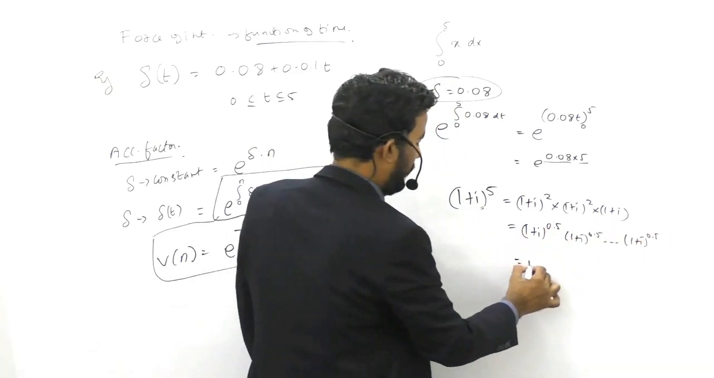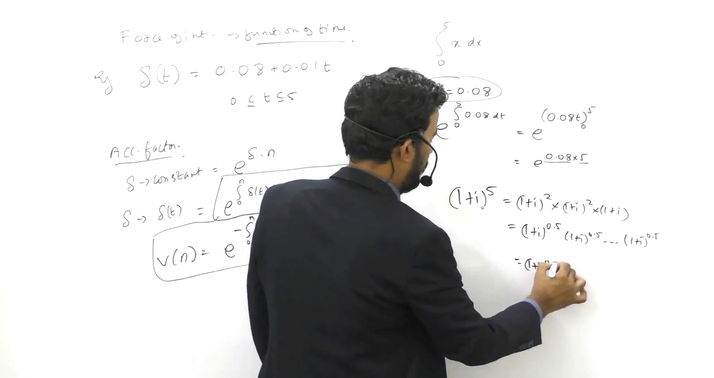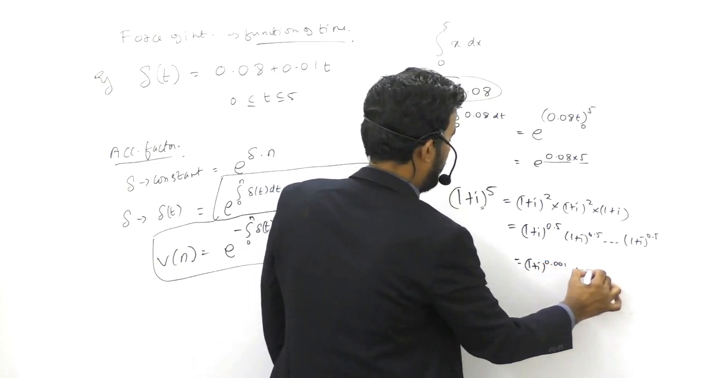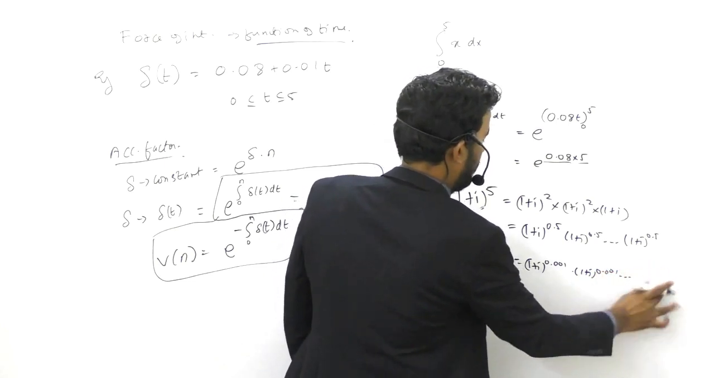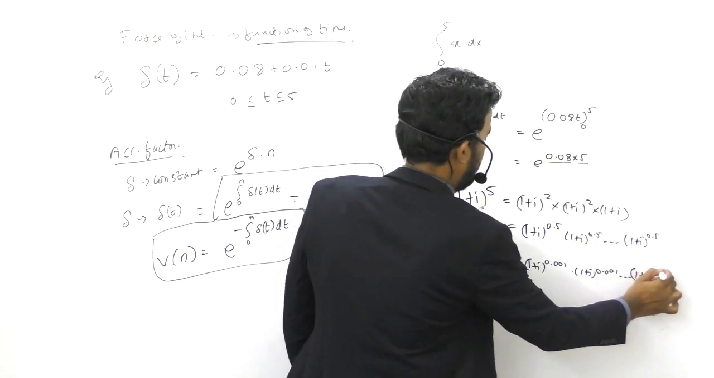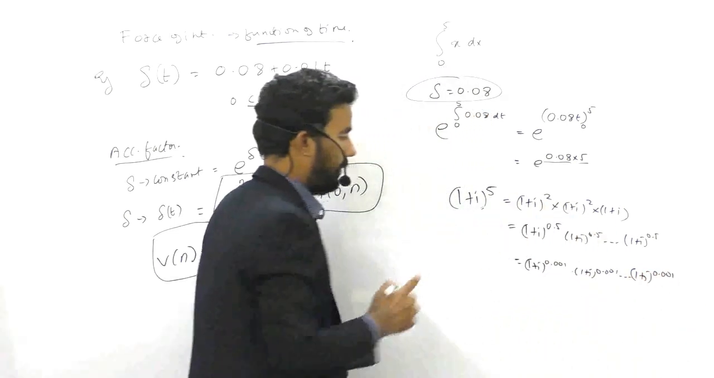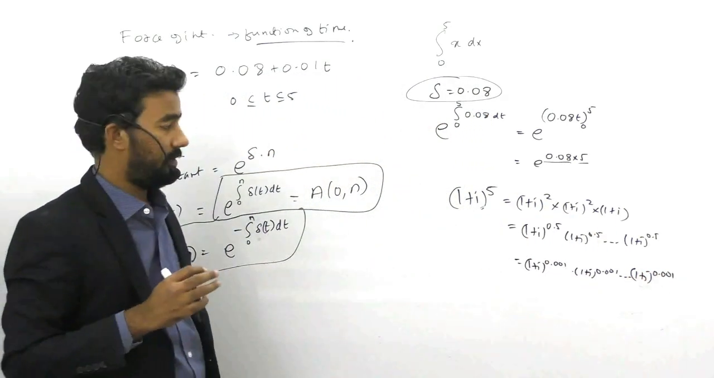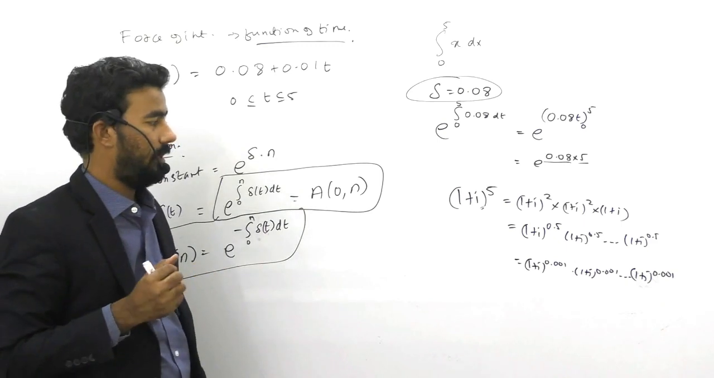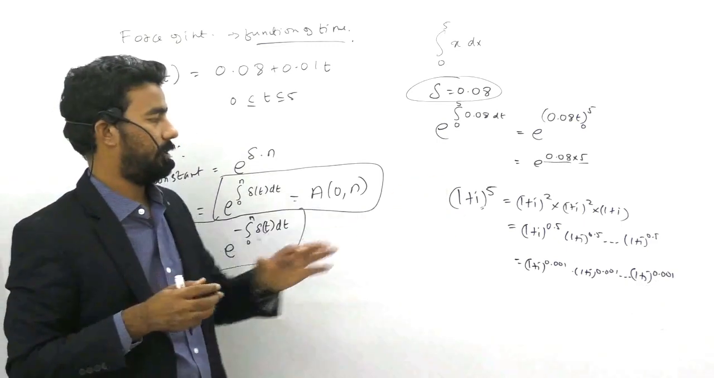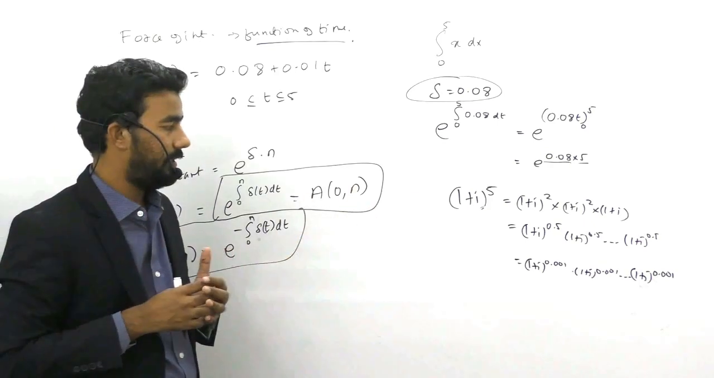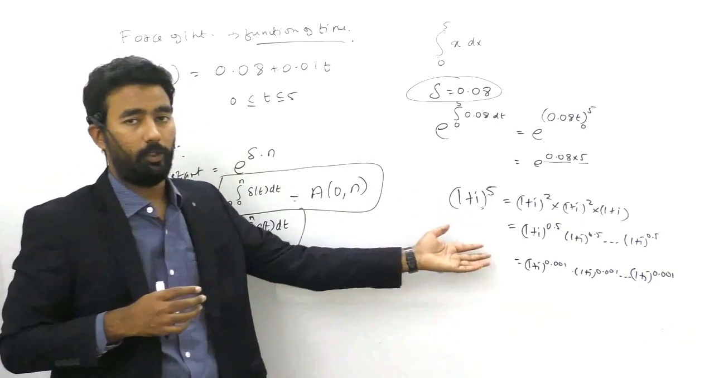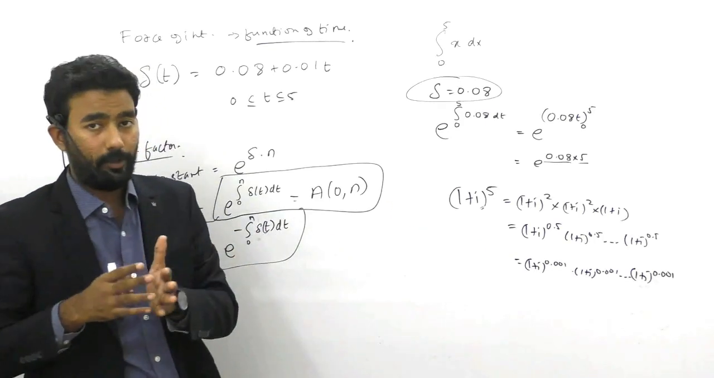Or I can make it 1 plus i raised to 0.001 into 1 plus i raised to 0.001 and so on until I get the total power to be equal to 5. So 1 plus i raised to 5 can be split this way. Since I assume that i is constant throughout the year, I can simply do 1 plus i raised to 5; I don't need to split it if my interest rates are the same.